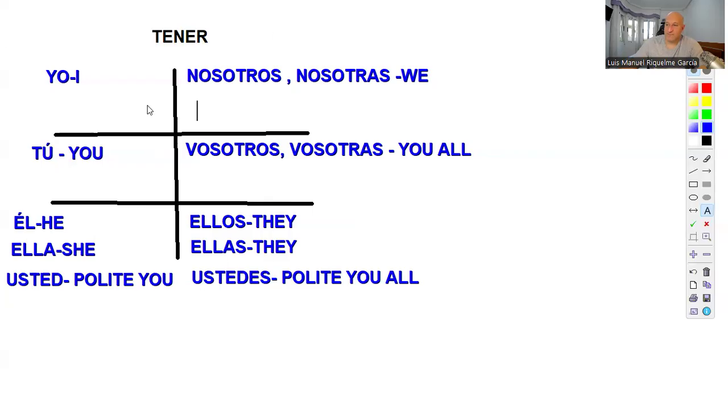Okay, these are just the different subjects that we can have. Let's go now for the verb. Let's conjugate this verb, to modify this verb so it matches with those different subjects. Well, we have yo tengo, I have. Tú tienes, you have. Él o ella o usted tiene. He has, she has, or you have, very polite.